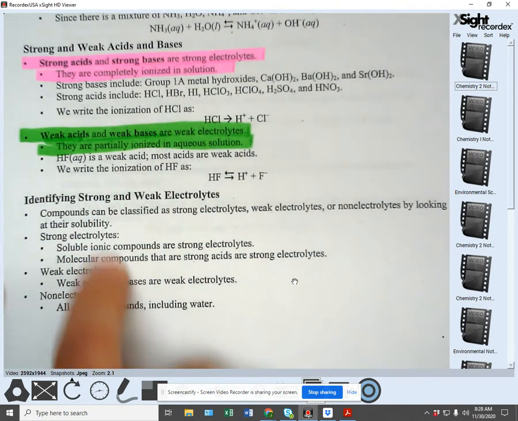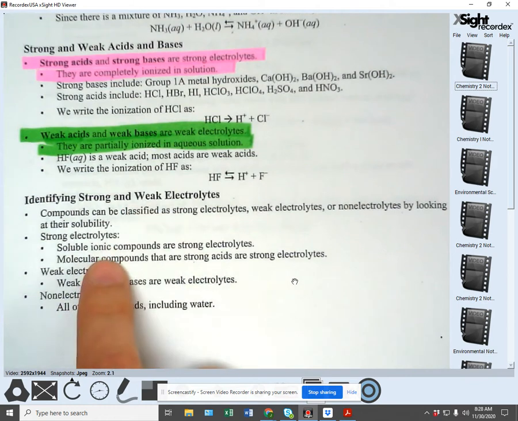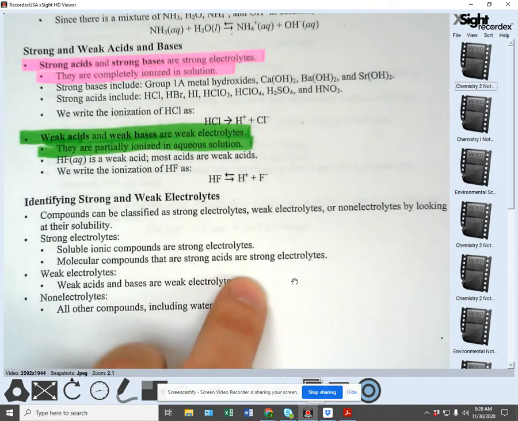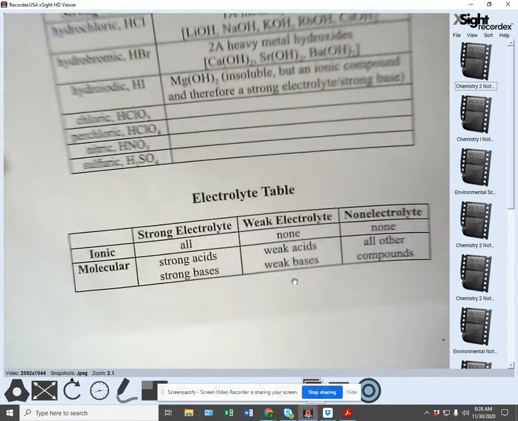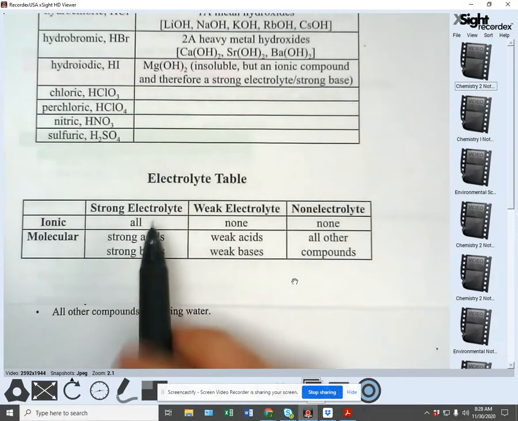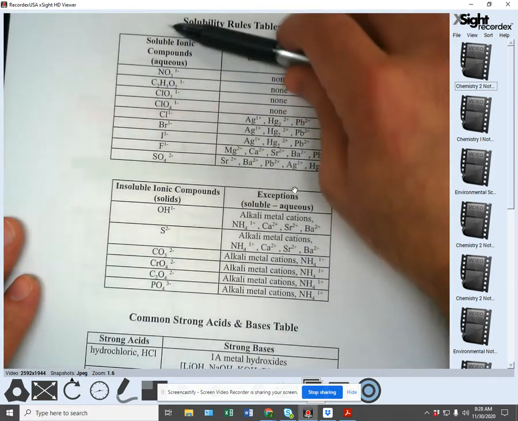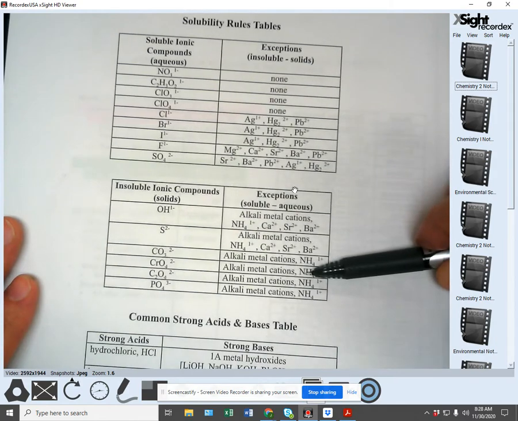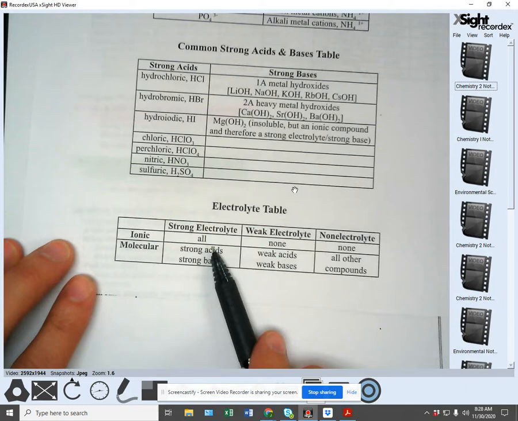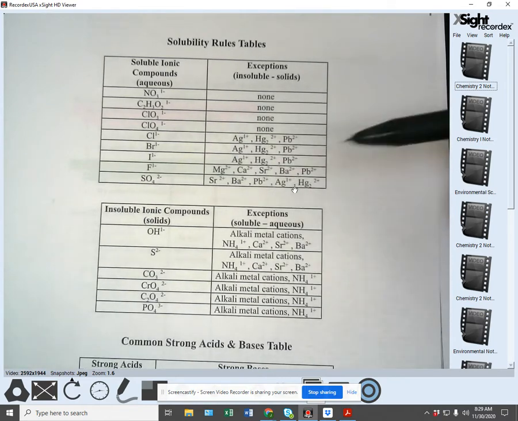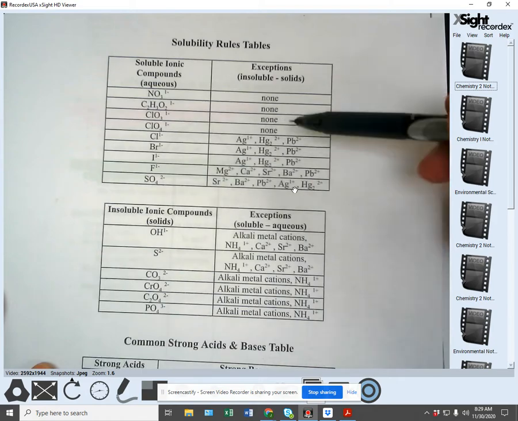So they basically go through stuff here. How do you classify them? Soluble ionic compounds are strong electrolytes, so anything that can be dissolved. Molecular compounds that are strong acids are strong electrolytes. So what I've done is this electrolyte table on this help sheet again is here. If it is a soluble ionic compound, so that would be here or here, then it will be a strong electrolyte. If it's an insoluble compound, it won't be an electrolyte because remember, insoluble means it won't be aqueous. It won't dissolve and ionize. So if it doesn't dissolve and ionize, it can't be an electrolyte.